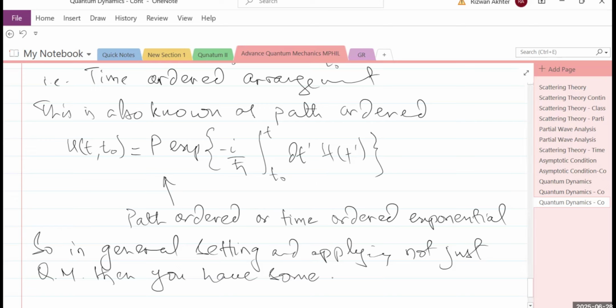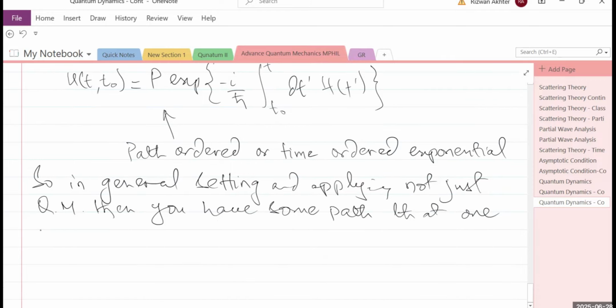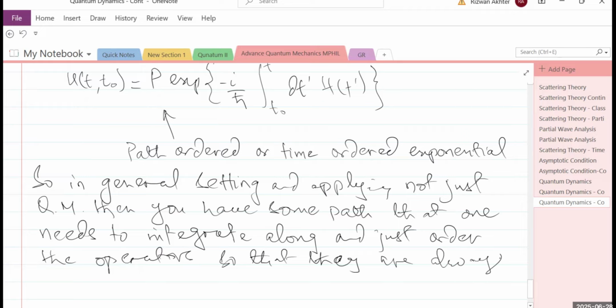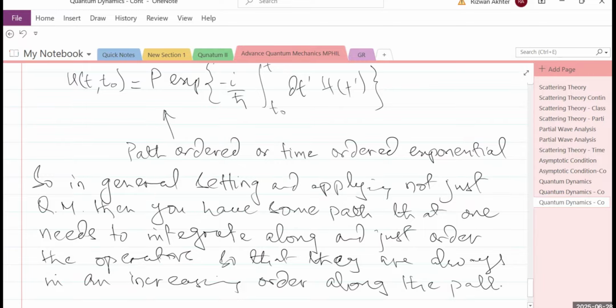Then you have some path that one needs to integrate along and just order those Hamiltonian operators so that they are always in some correct order of time, in an increasing order along the path. So you could always think about it.